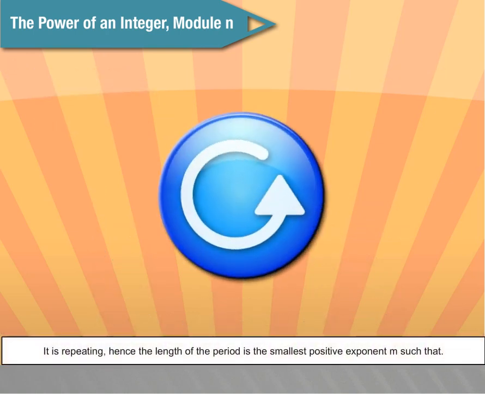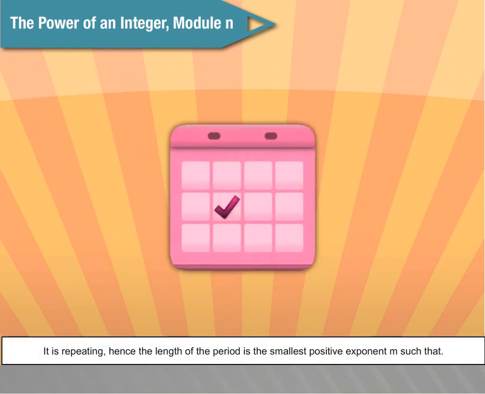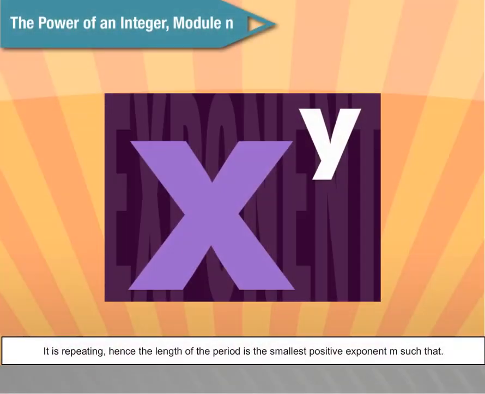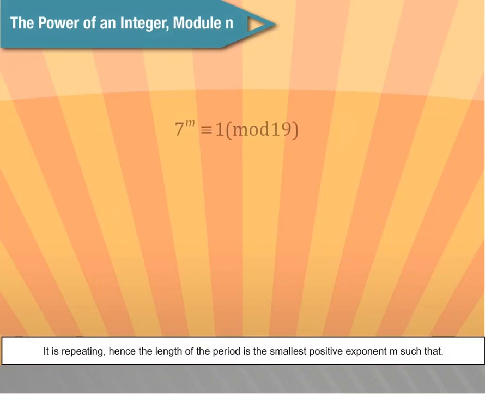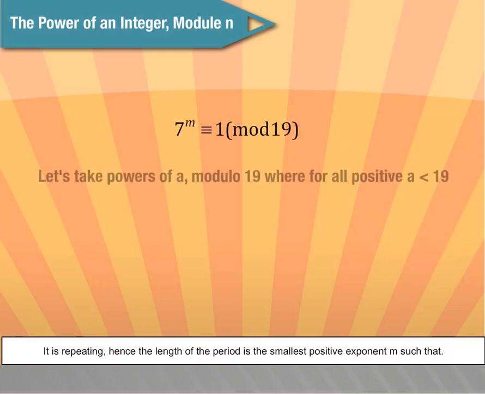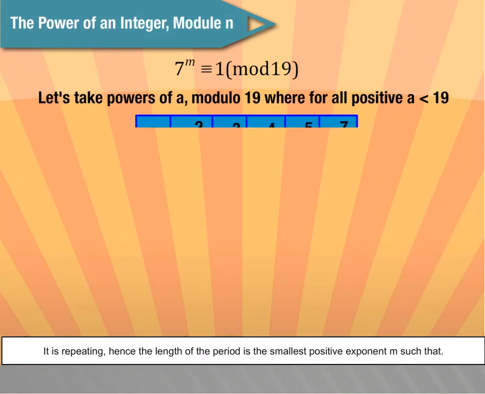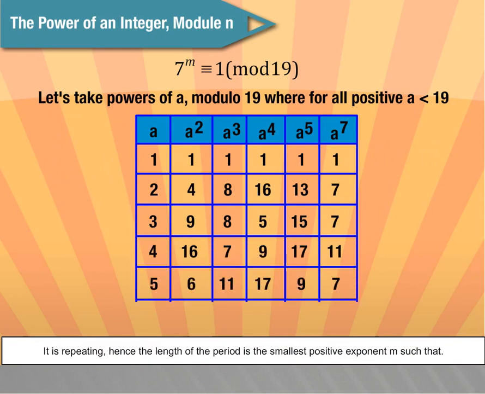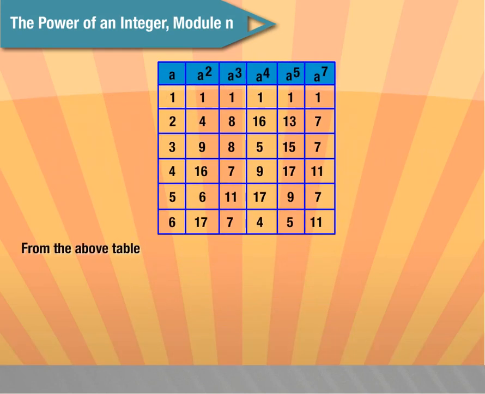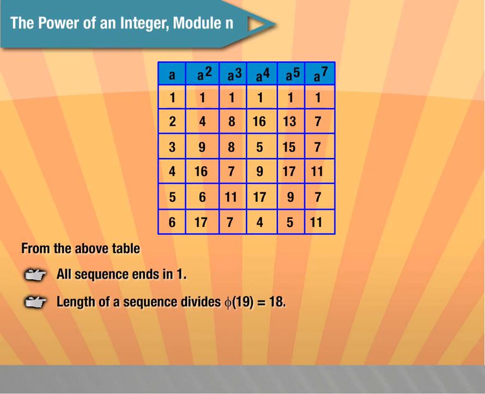It is repeating, hence the length of the period is the smallest positive exponent m such that 7^m is congruent to 1 mod 19. Let's take the powers of a modulo 19, for all positive a less than 19. From the above table, all sequences end in 1. The length of a sequence divides phi of 19, which is equal to 18.